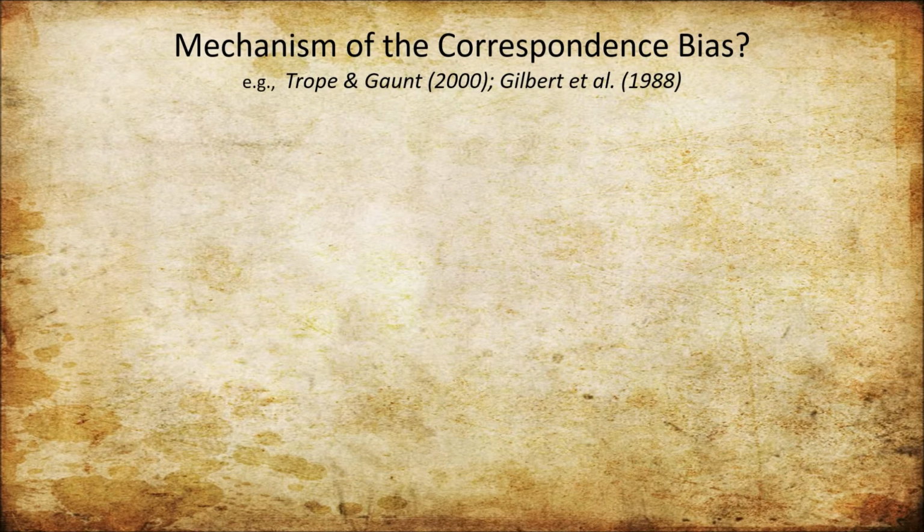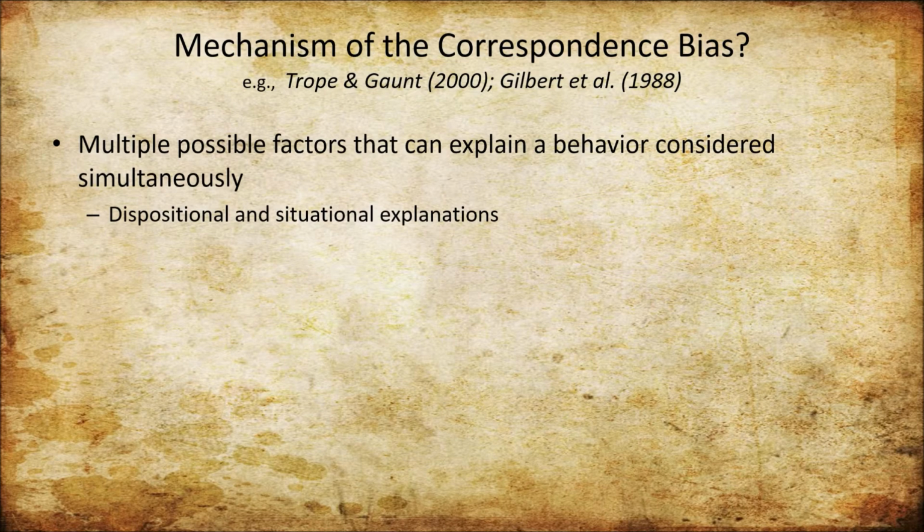Okay, so where does the correspondence bias come from? Well, the most widely accepted view is that the correspondence bias arises out of an integrative heuristic process, which is basically just a fancy way of saying that multiple possible factors are considered at once, both dispositional ones about the person himself and situational ones about the environment.